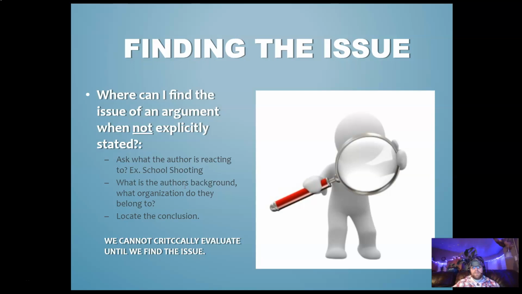If we read something from Ted Nugent, for instance, and he's writing about guns or gun control, we can probably guess from his background. I keep using gun control, but it's just easy, that he's probably opposed to gun control in most instances. Another easy thing is to locate the conclusion. If you can find the answer, then you can work backwards to come up with a question. But keep in mind, guys, if you don't know what the issue is, you can't make a fair reaction to it.